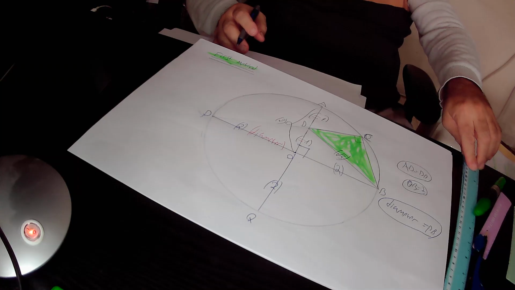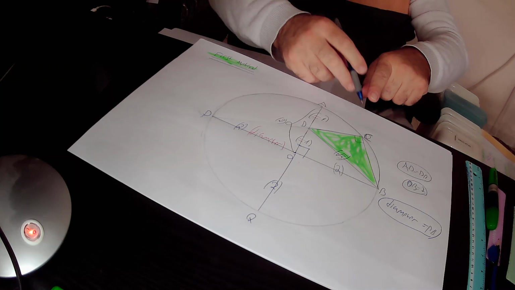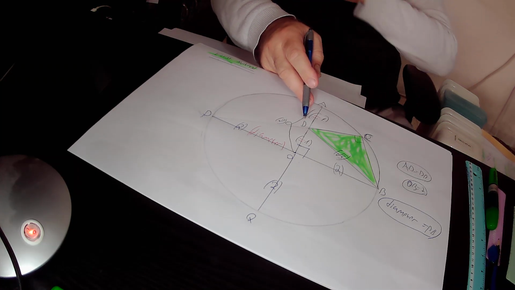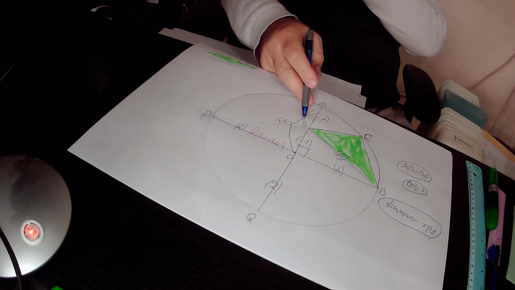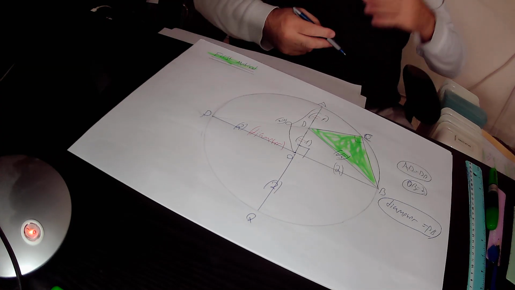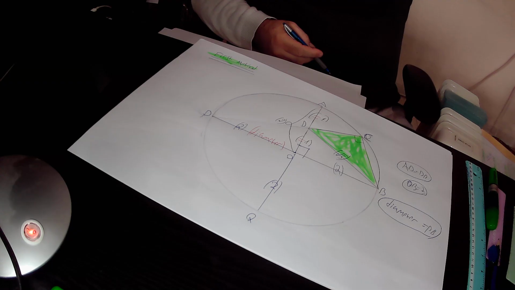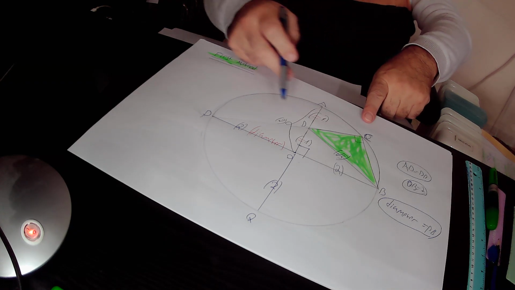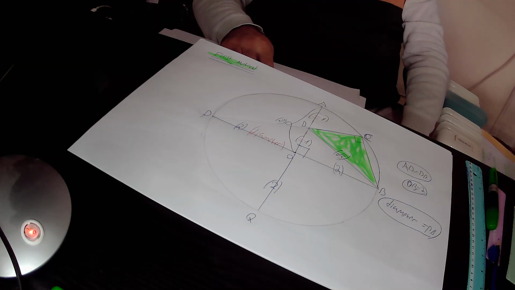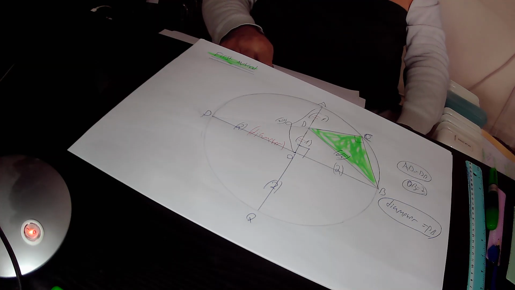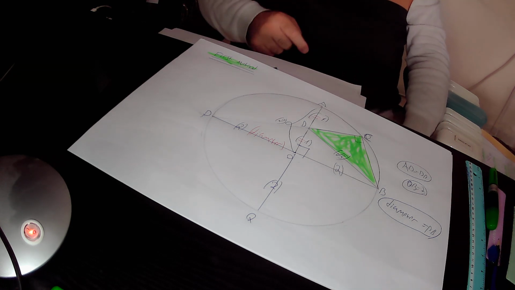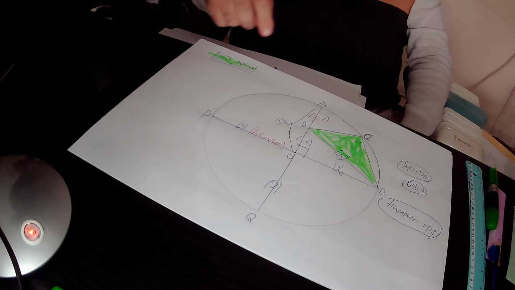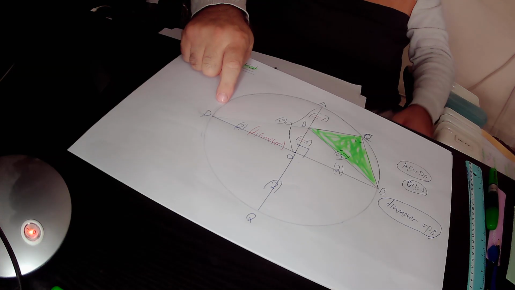In the next step, we will extend side CD of this right triangle DCB until it touches the circle, and the question is where the extended side CD will touch the circle. So we will assume that the extended side CD will not touch the circle at point P, but at this point, point N.